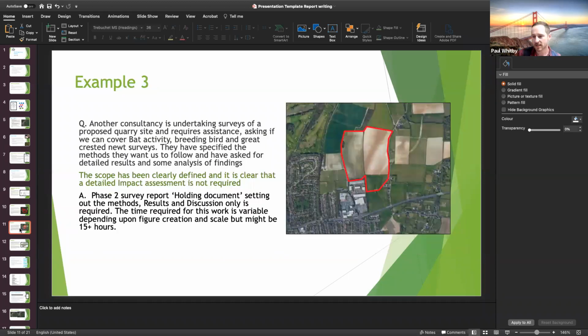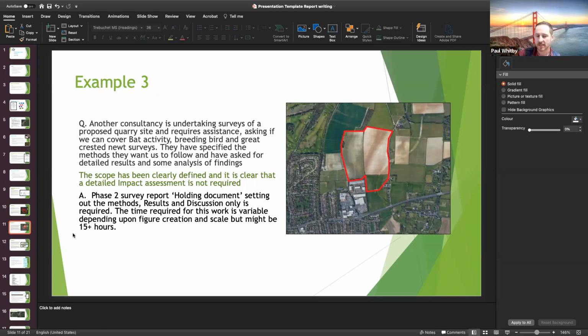Example 3, so this is one where another consultancy has approached us and they've asked us if we can undertake surveys of a proposed quarry site, which they require assistance for, if we can cover specifically bat activity, breeding bird and great crested newt surveys. They've specified the methods they want us to follow and they've asked for detailed results and some analysis of the findings. They might well do that because they lack some of the context, having not been the surveyors on the ground during the surveys. So the scope's been clearly defined.